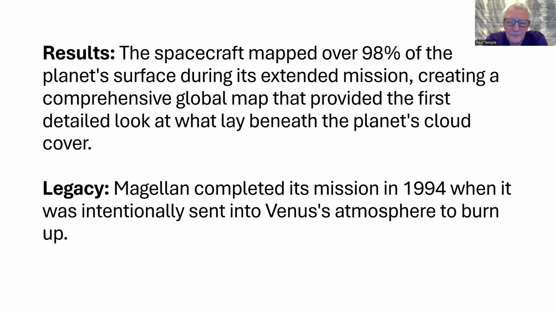So in 1994, it was sent into Venus's atmosphere to burn up. It had gone past its useful lifetime and accomplished its global map with 98% coverage of the planet. I always figured the last 2% is probably where the Venusians lived, and we just missed it. I'm just kidding.